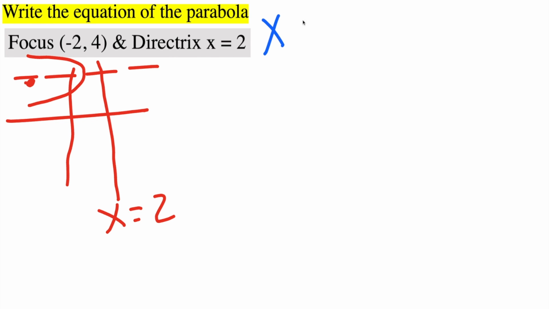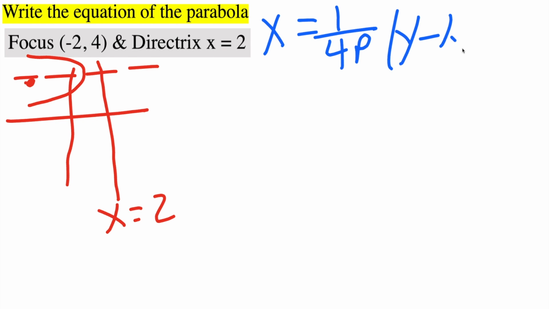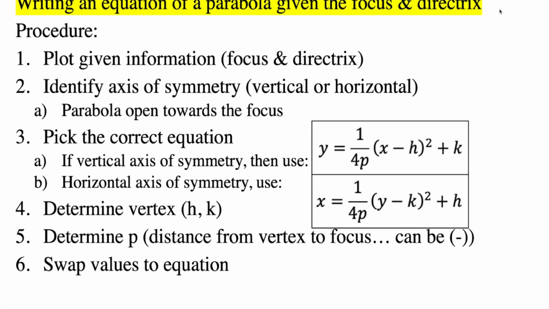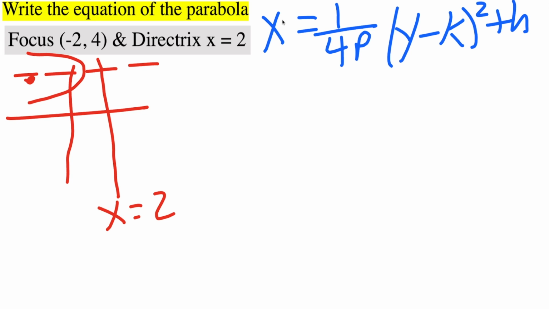So x is equal to 1 divided by 4p, parentheses, y minus k squared plus h. Again, the formula is different for vertical axis symmetry versus horizontal, you notice this is minus h here, this is minus k, this is plus k here, this is plus h. The formula is different whether you have a vertical axis of symmetry or whether you have a horizontal axis of symmetry. Step 4 says determine the vertex.